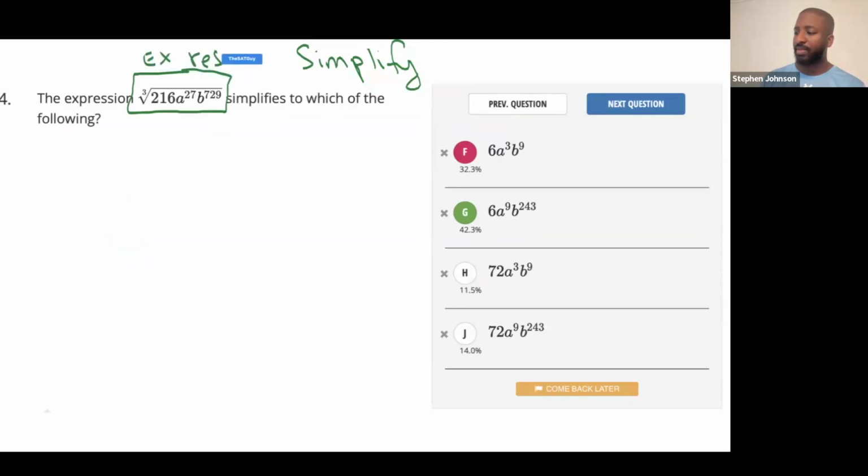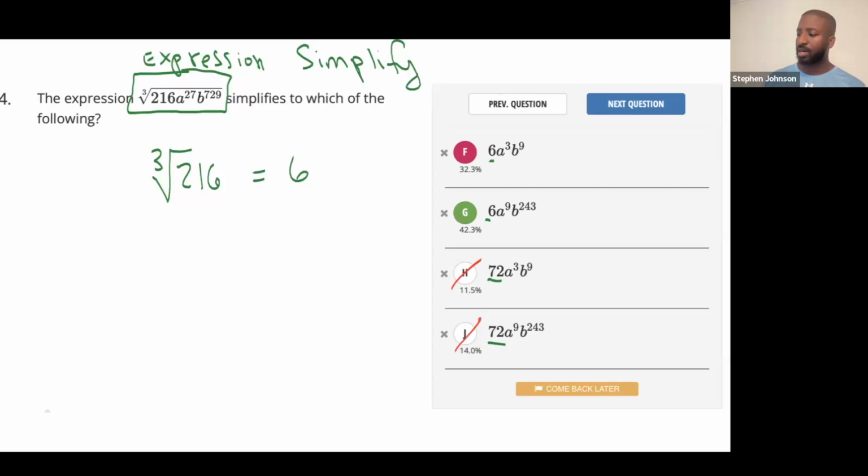So I'm going to solve it that way, and then I'm going to show you one other way in case that's a value. So we have this 2·6, we have this cube root of 216, a to the 27th, b to the 729th. First and foremost, again, I'm looking at my answer choices. I know that the cube root of 216 must be either 6 or 72. So we can go straight to our calculator if you want and ask, what is the cube root of 216? And what you will find is that the cube root of 216 is actually equal to 6, which means that answer choices H and J are automatically gone.